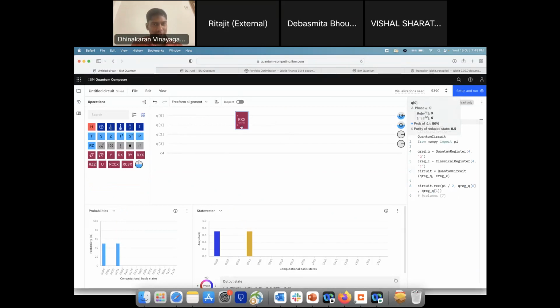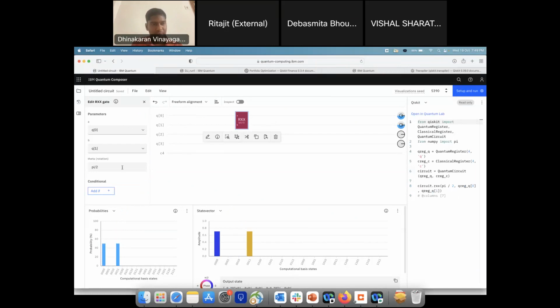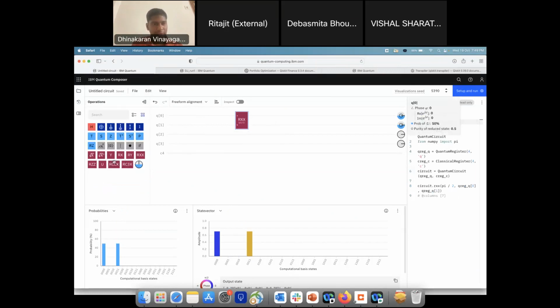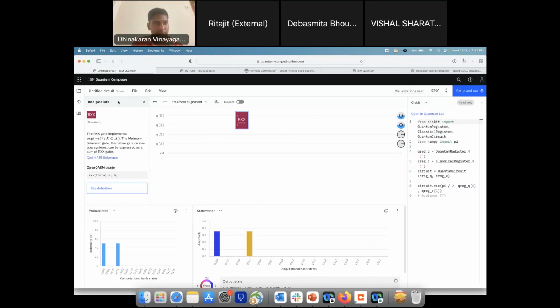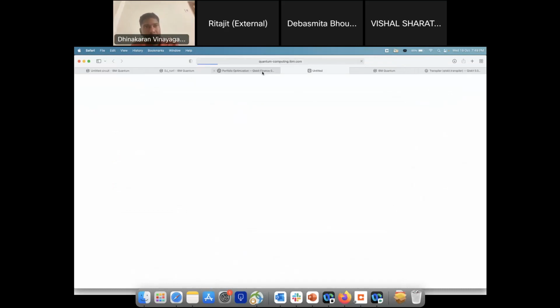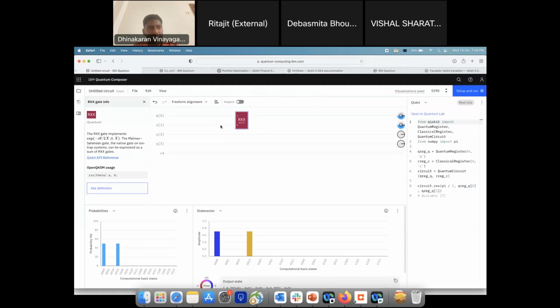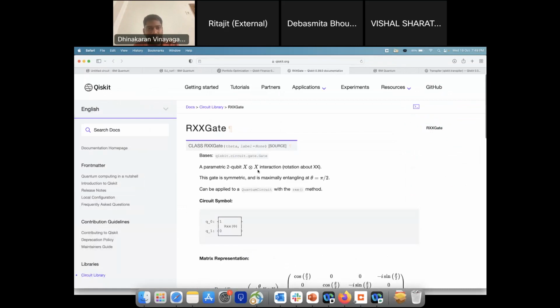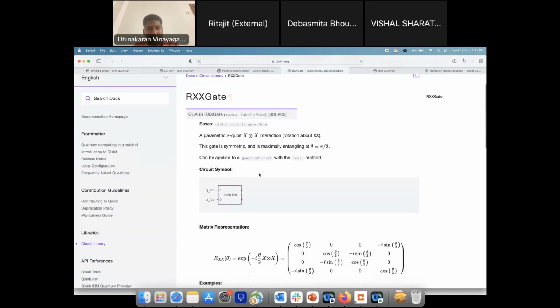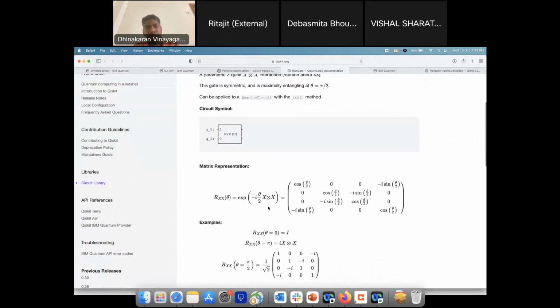I think at least RZZ is like e to the power i theta ZZ. So RXX should be e to the power i theta X tensor X. It's supposed to be a parameterized gate, a rotation around X on both the qubits with some particular parameter. By the way, what I did was double click this gate, look at the information, and then look at the reference. So I think it's what you said. You're right. Thanks.